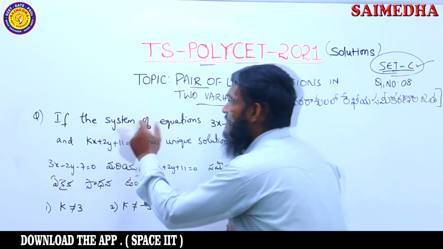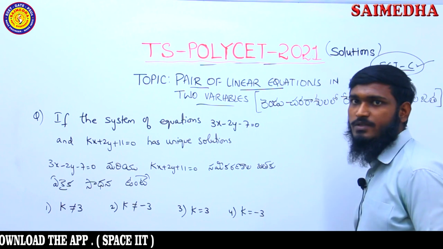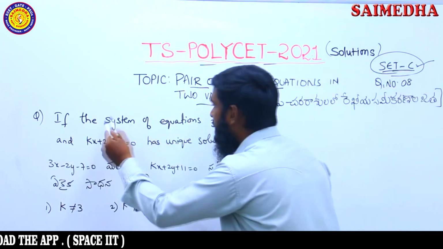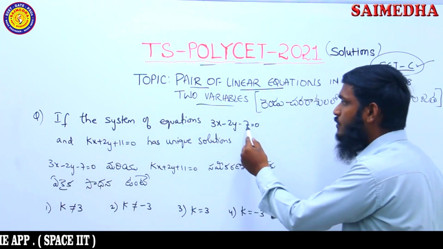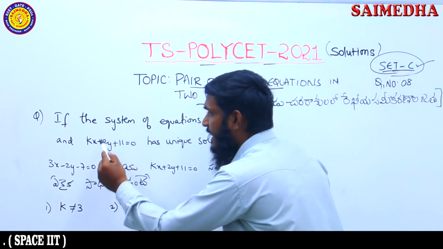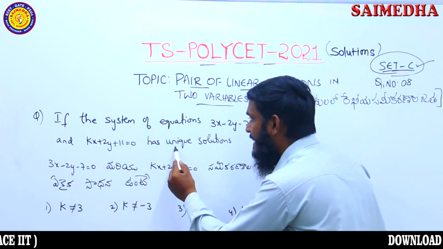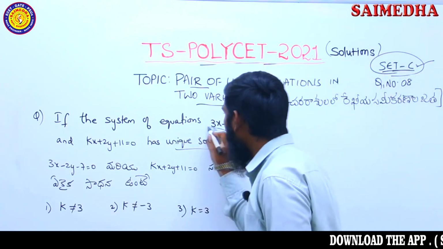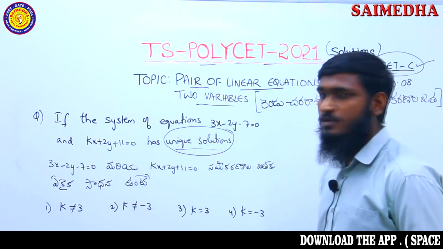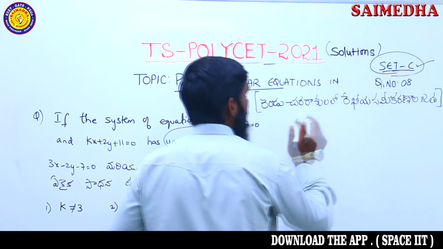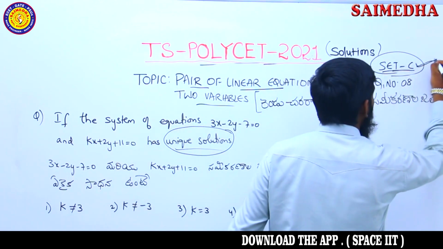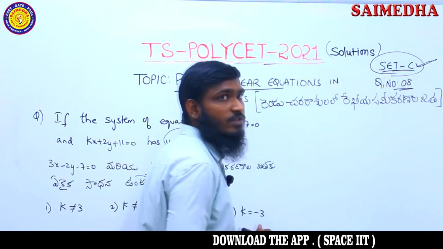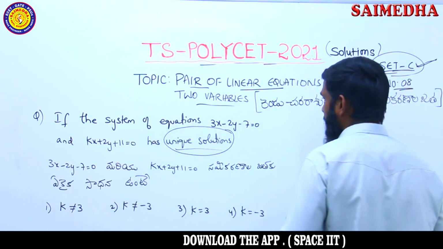Let us see our next question from the topic pair of linear equations. What's our question? If the system of equations 3x minus 2y minus 7 is equals to 0 and kx plus 2y plus 11 is equals to 0 has unique solutions. So it is given over here, it is having a unique solution. This question has appeared in your Polycet examination in set C and the question number is 8. So what is the question?